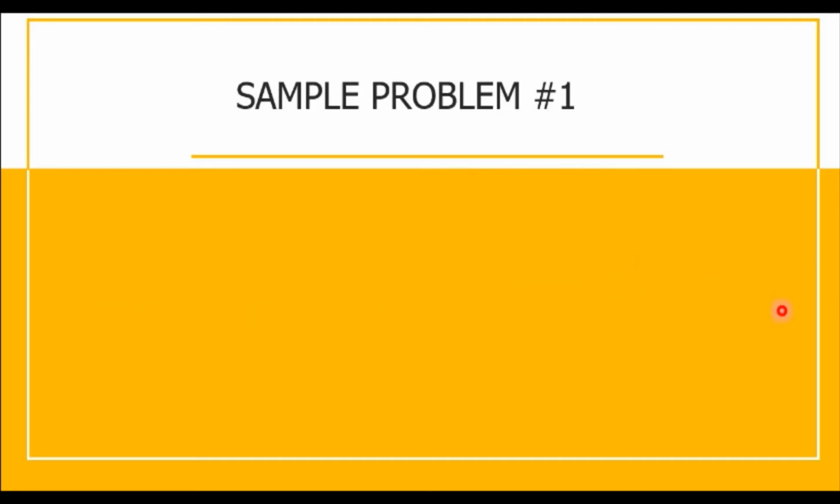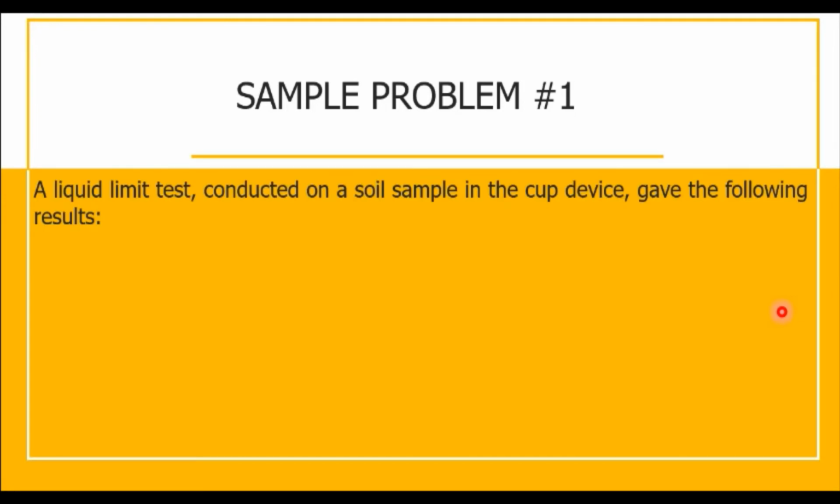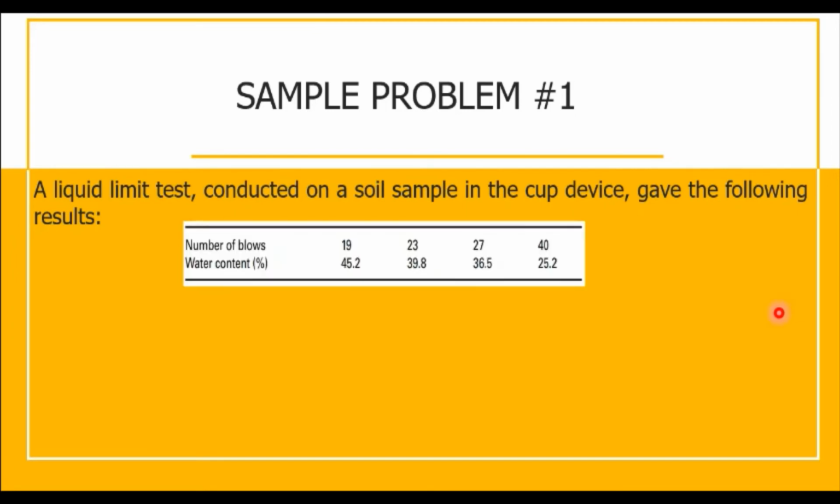Okay, let's move on to a sample problem in order for us to understand more about the liquid limit, the plastic limit, and the shrinkage limit. Sample problem number 1. A liquid limit test conducted on a soil sample in the Casagrande device gave the following results. We have the number of blows and water content: 19 blows, 45.2; 23, 39.8; 27 blows, 36.5; and 40, 25.2.